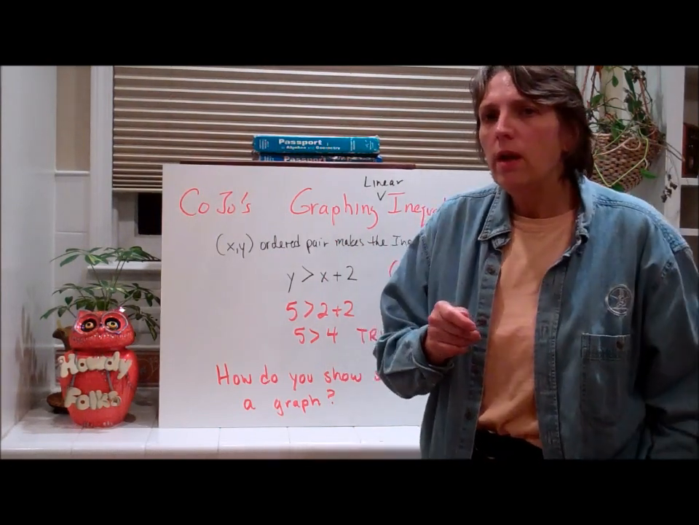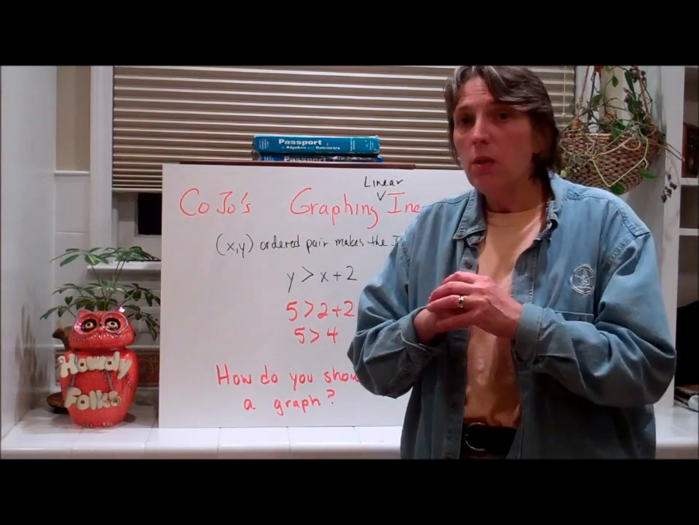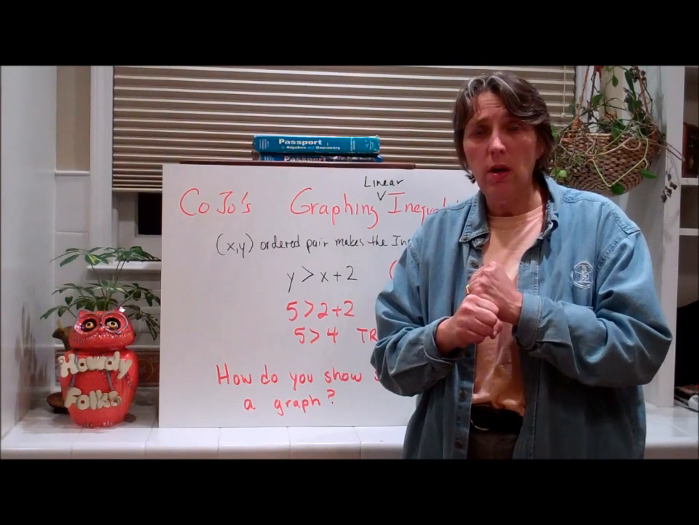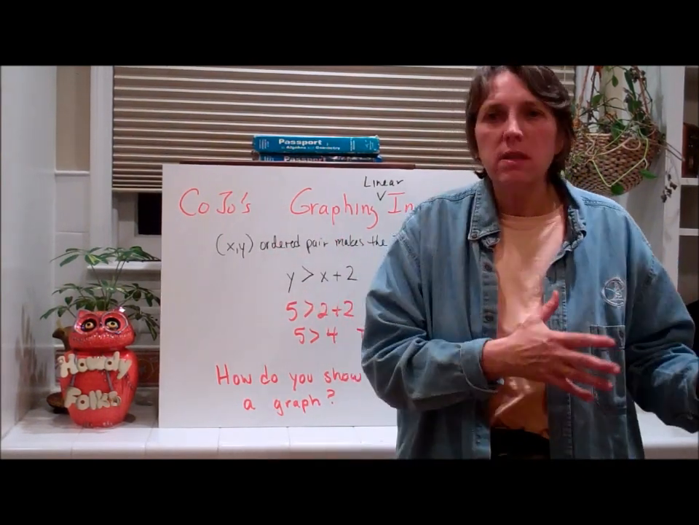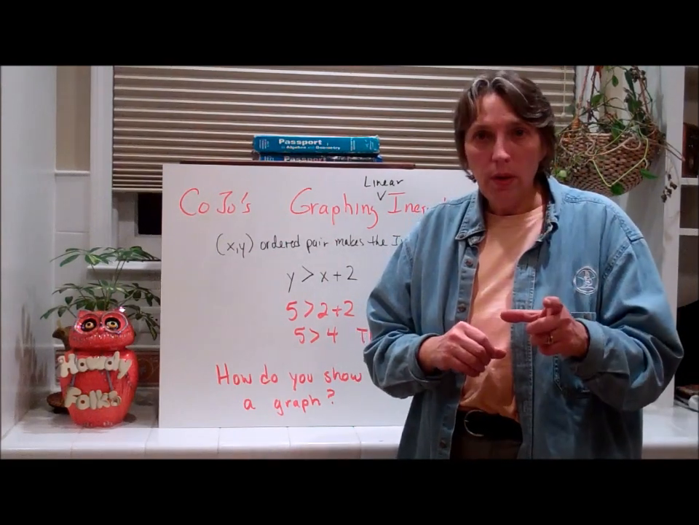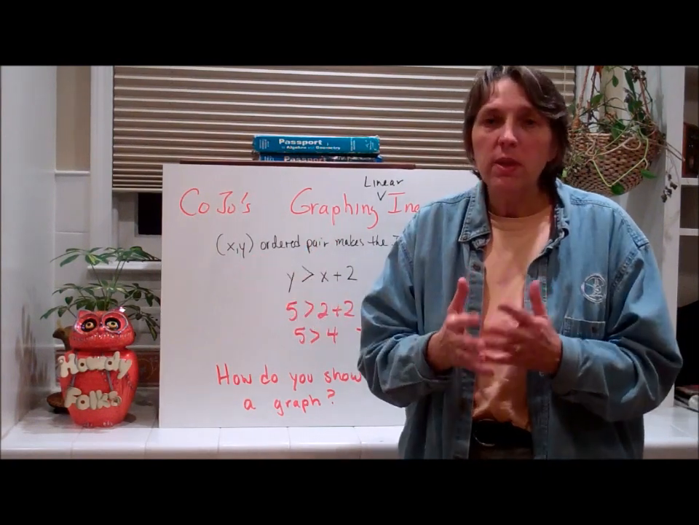Remember on the number line that when it was greater than or equal to or less than or equal to, the dot was solid to show that it was equal to as well. When it was just x is greater than 7 or x is less than -4, the dot was open because it wasn't equal to that number. It was equal all the way up to, but not including that number.